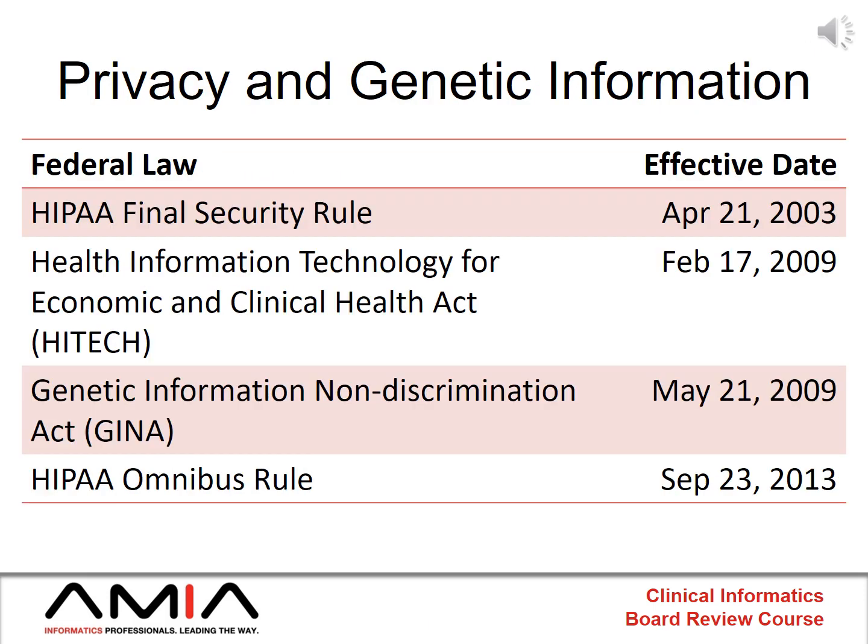Since we've been discussing the clinical informatics of genetic and genomic information, I thought it was appropriate to discuss a few of the federal regulations which have direct import into genomic data privacy. The HIPAA Final Security Rule and HITECH have both been covered elsewhere in this course, so I will be focusing on the impact of the Genetic Information Non-Discrimination Act as well as the HIPAA Omnibus Rule to genomic data privacy.